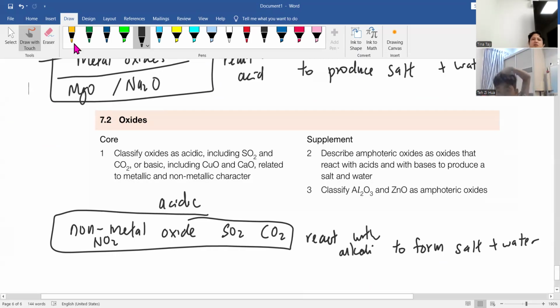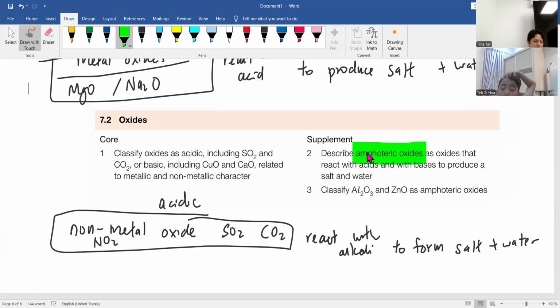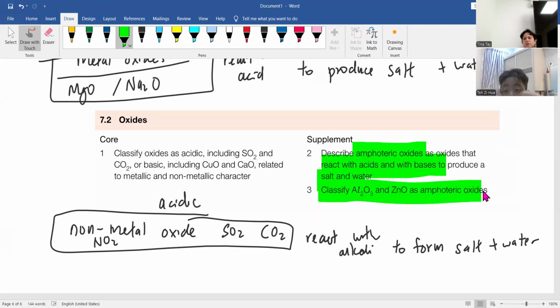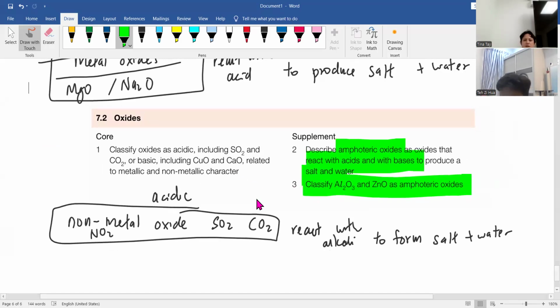So there's one last thing which is called amphoteric. Amphoteric is like an amphibian. It can react with both acid and bases to produce salt and water. So there are only two that you need to remember, aluminium oxide and zinc oxide. Okay, can you write this down? Yes.